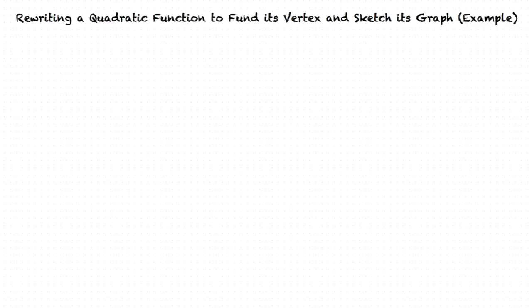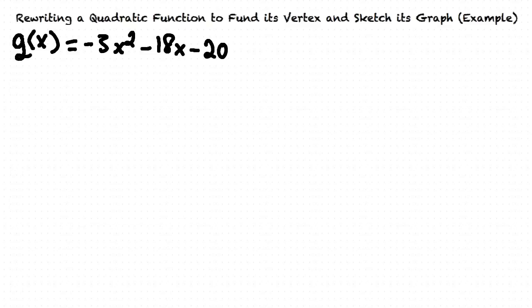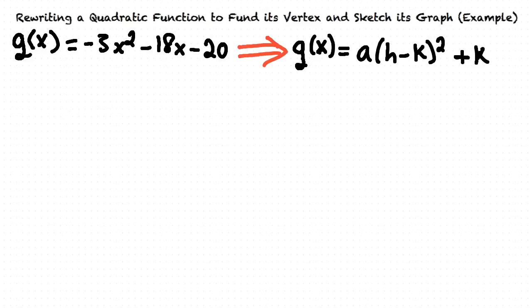This is an example video for the topic, rewriting a quadratic function to find its vertex and sketch its graph. In this video, I'll be rewriting the function negative 3x squared minus 18x minus 20 in the form a times (x minus h) squared plus k. We'll then find the vertex of the function and graph it.